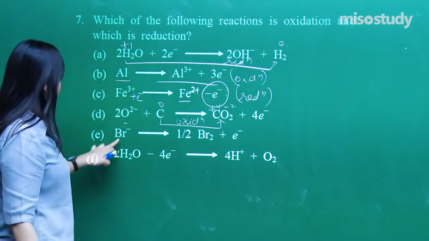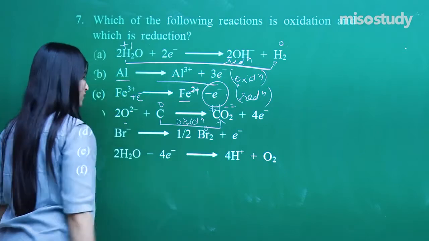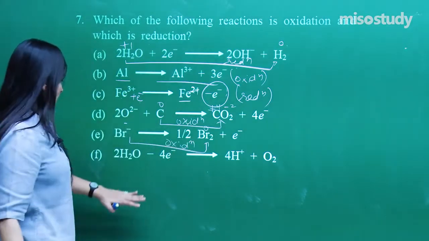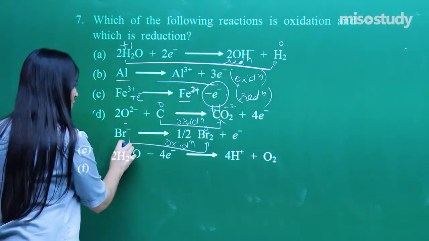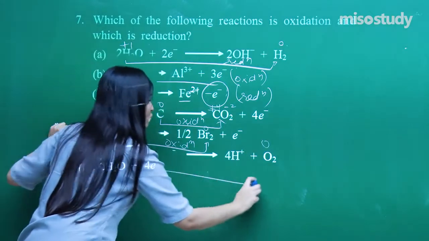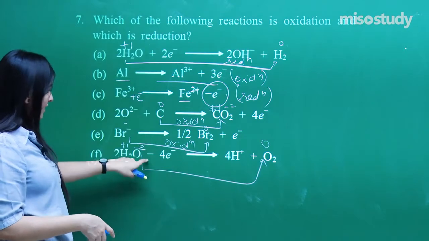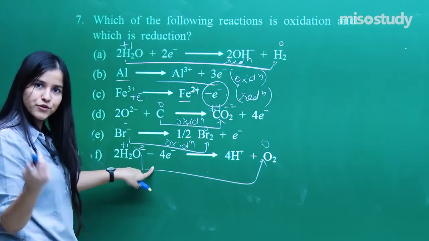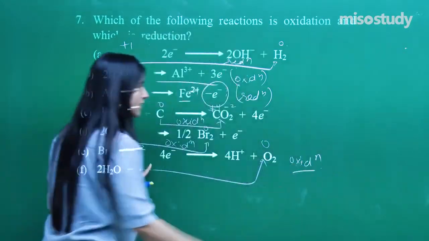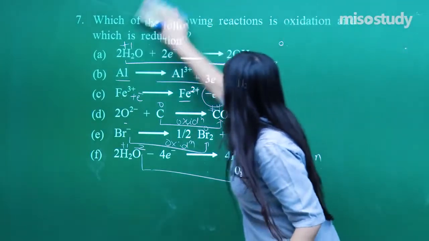Clear? Okay, next one. Br negative to Br 0. What is it? Again oxidation, loss of electrons. Now here +1, +1, -2 to 0. That means again the loss of electrons. Now they have written the electrons over here, on this side, just to confuse you again. And this is again the oxidation process. Clear? So that was pretty easy. That was question number 7.